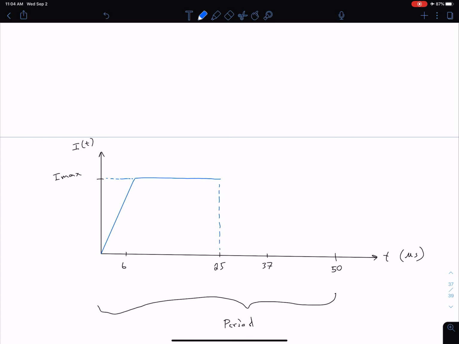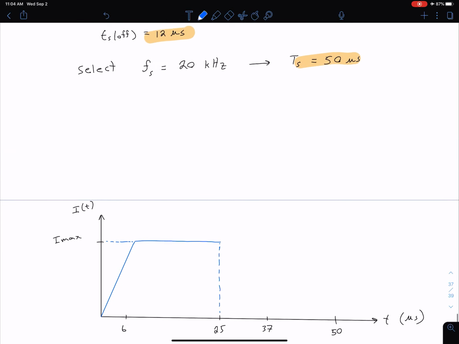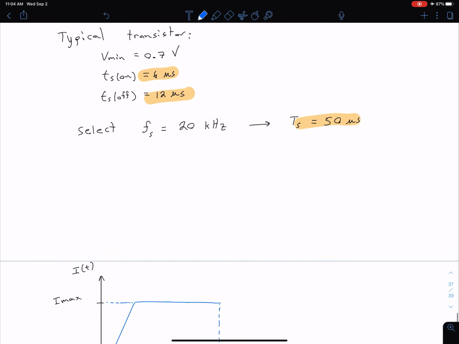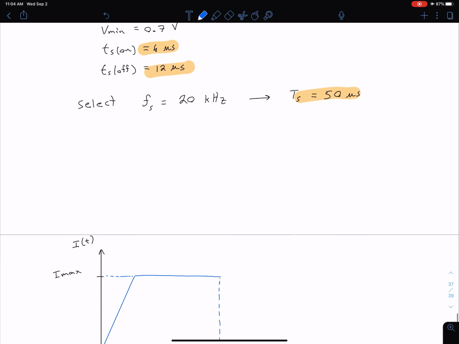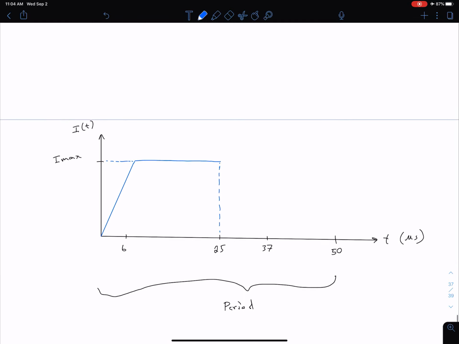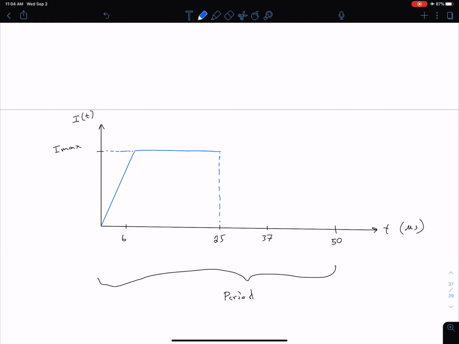So we get something that looks like that, and that's based on our 50% fractional switching duty cycle. Now we come back up here, we notice that our switching off time is 12 microseconds, so 12 plus 25 is going to give us 37. So we take 12 microseconds to get back down to zero current, and then we stay at zero current until we get to 50, and that's our period.